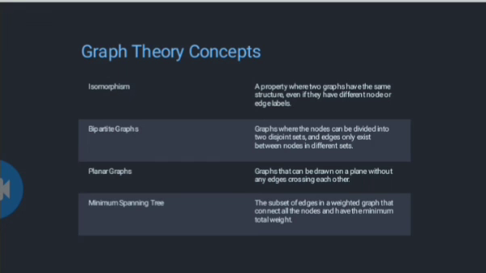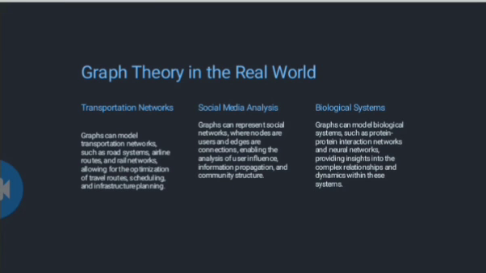Planar graphs are graphs that can be drawn on a plane without any edges crossing each other. Minimum spanning tree: the subset of edges of a weighted graph that connects all the nodes and has the minimum total weight. Graph theory in the real world.